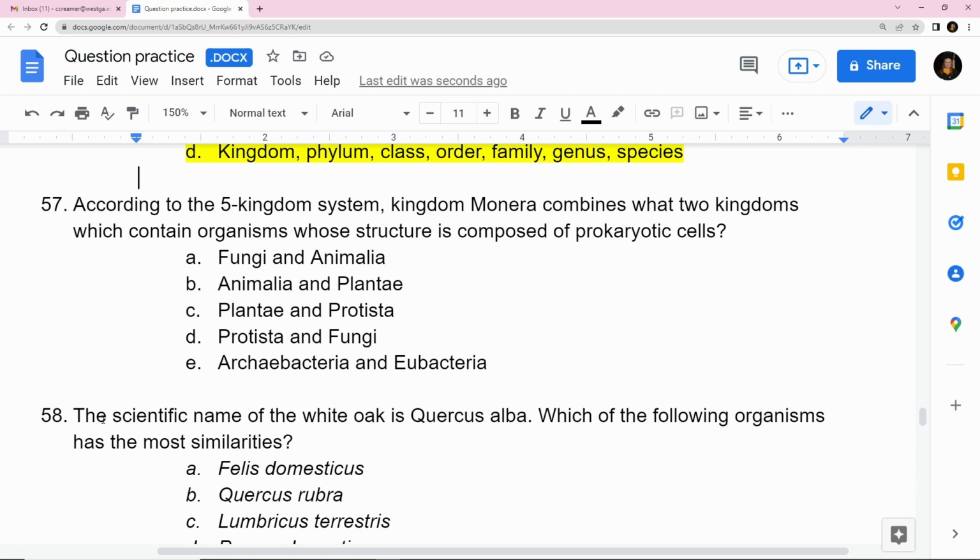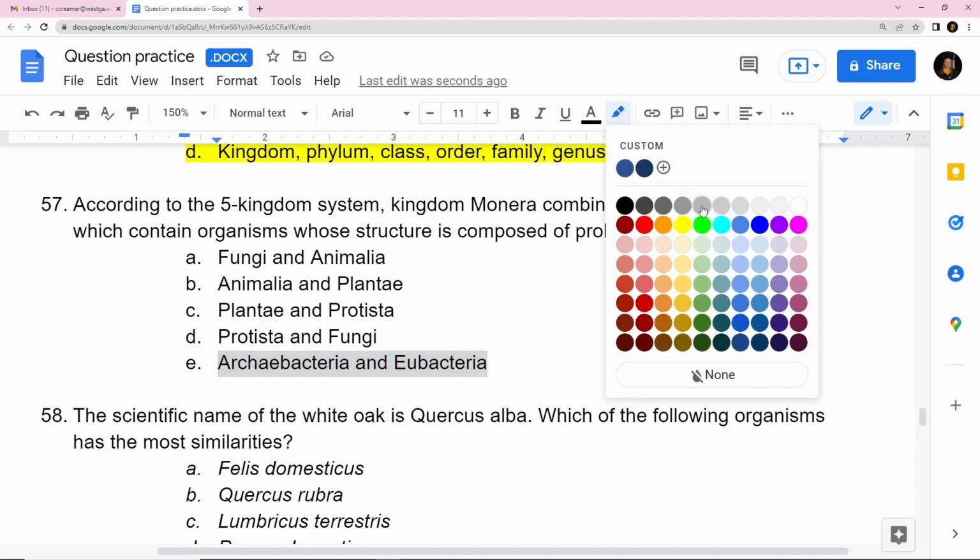57. According to the Five Kingdom system, Kingdom Monera combines what two kingdoms which contains organisms whose structure is composed of prokaryotic cells? Fungi and Animalia, Animalia and Plantae, Plantae and Protista, Protista and Fungi, Archaebacteria and Eubacteria. If you said Archaea and Bacteria or E, then you would be correct.